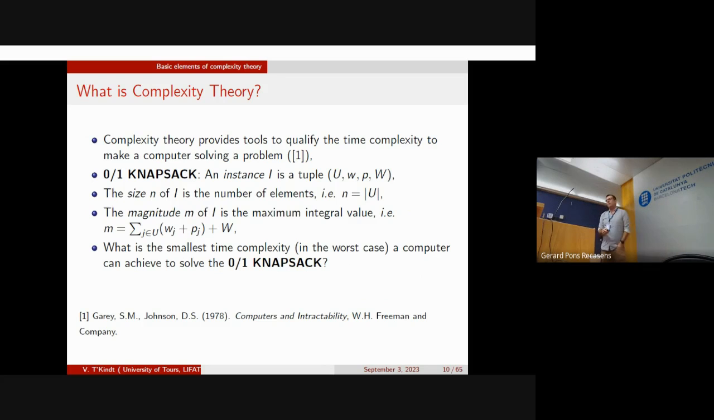And the question that we ask when we deal with complexity theory is, what is the smallest time complexity in the worst case the computer can achieve to solve, here for instance, the knapsack problem? So what is the complexity of the best algorithm that I can design, the fastest one, that will compute the optimal solution? That's the question. Is the question clear for everybody? If not, tell me.